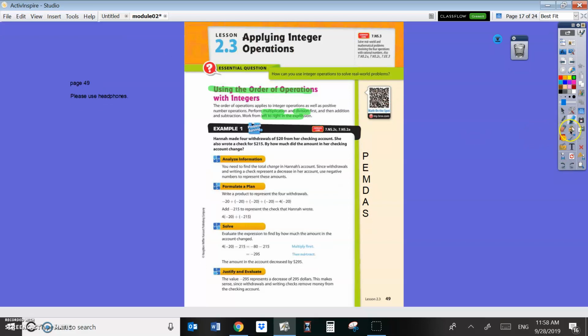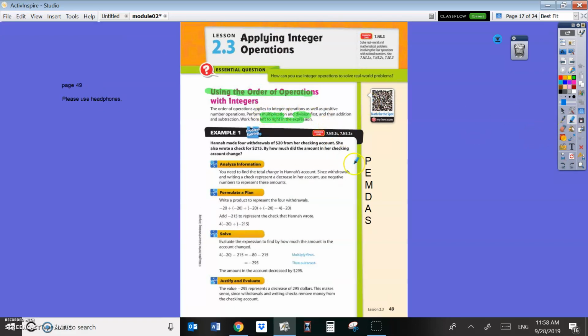So like it says here, perform multiplication and division first, and then perform addition and subtraction after that. But with multiplication and division, you need to work left to right. And the same is true for addition and subtraction. Work left to right. So this problem here gives multiplication.